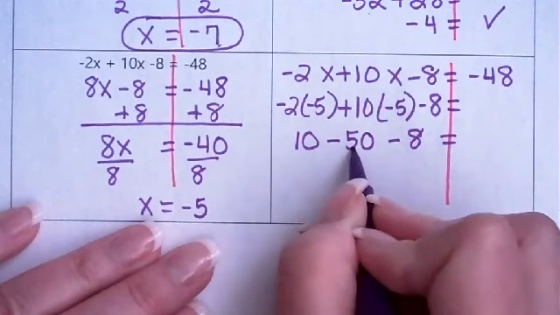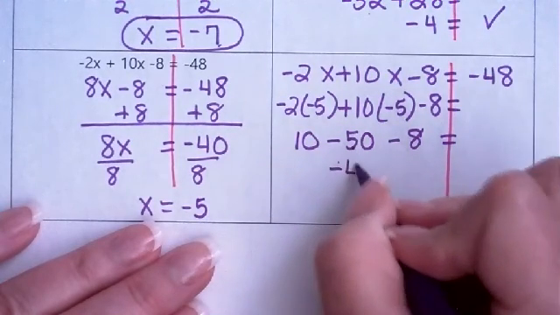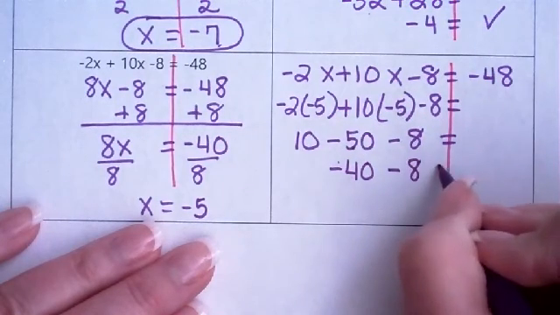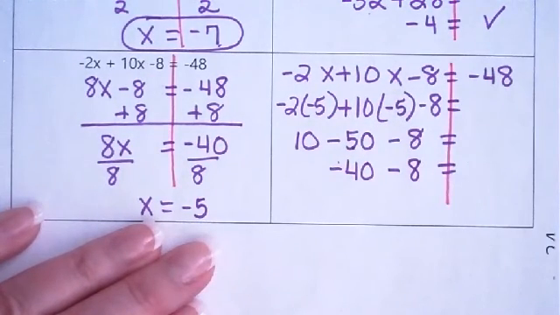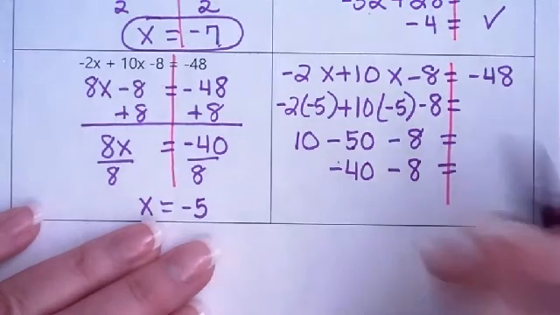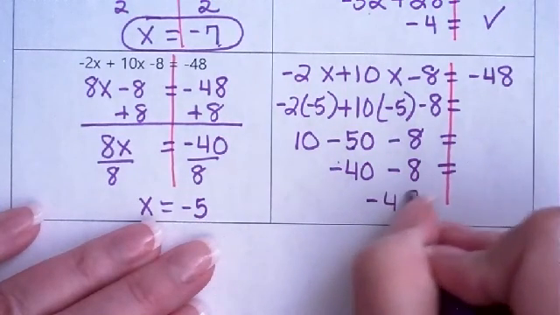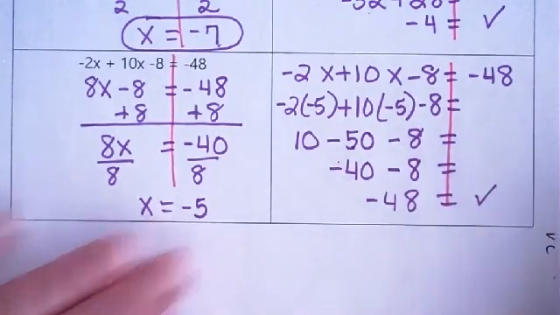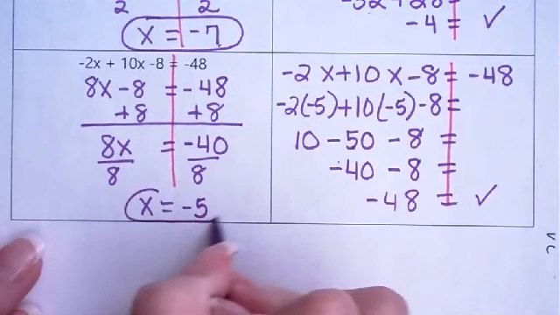Okay? Now, let's start subtracting. 10 minus 50 is negative 40. And that minus 8 comes down with it. Now, I've got negative 40 minus 8, which is negative 48. And look, that's what we have on this side, so we check out. We know this is our correct answer.